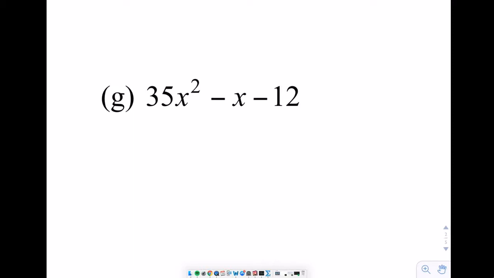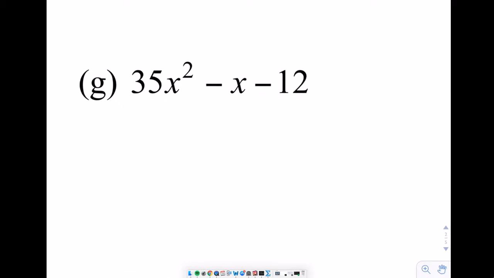And then we'd be looking for factors of that big number that add up to -1. Too many crickets. Is there another way to do this one? Kind of. You could certainly do target sum, target product, but I don't know what 35 times 12 is, though. So here's another way to do it.